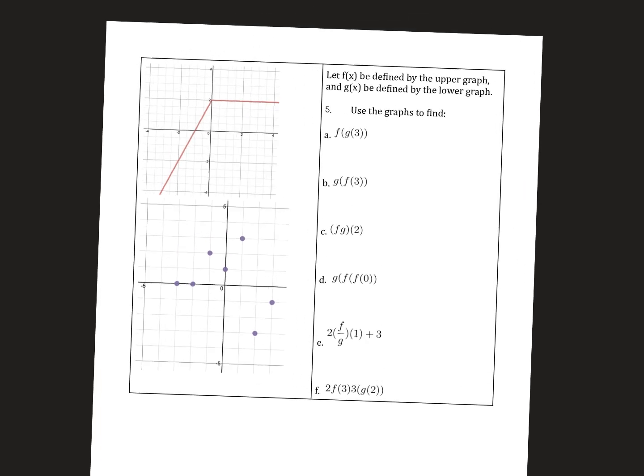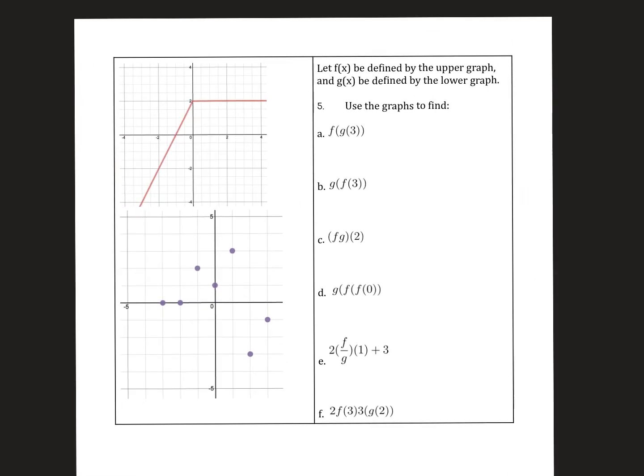Ooh, now we have some function stuff. F is defined by the upper, G is defined by the lower. So I'm going to label those because otherwise I'm going to get confused. That's F, that's G. And that one says G of 3, so G of 3 is -1. So I can basically cross out G of 3 and write F of -1. And F of -1 appears to be 0. And then F of 3 appears to be 2, so that basically is the same thing as saying G of 2. And then G of 2 appears to be -3.